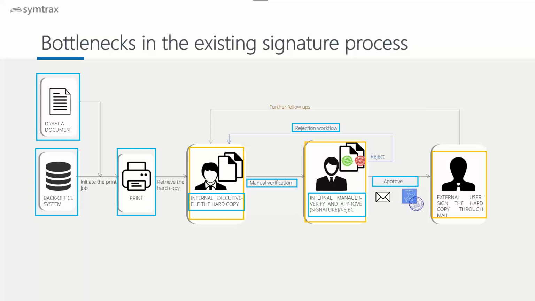And if the document is approved, then the internal executive needs to fetch that document and send it across to the external user using a mail service. And the external user in turn can do further follow-up with the executive, or he can just sign the document and send it back to the internal executive, again using a mail service.